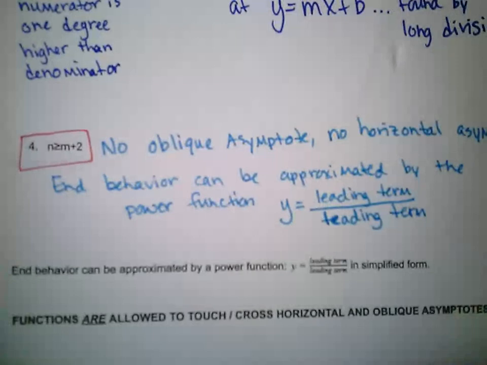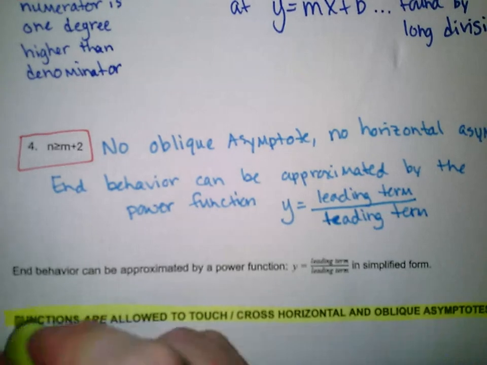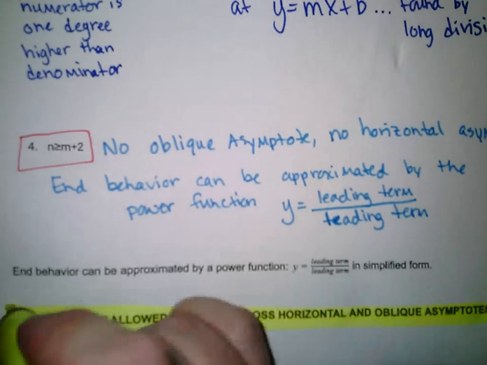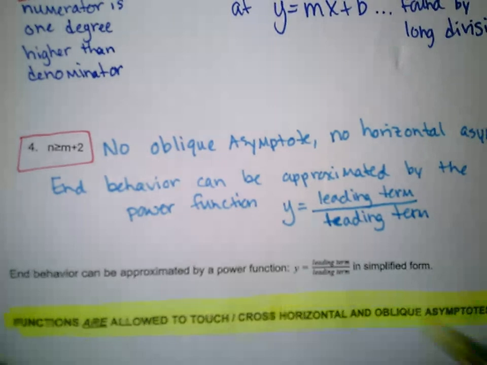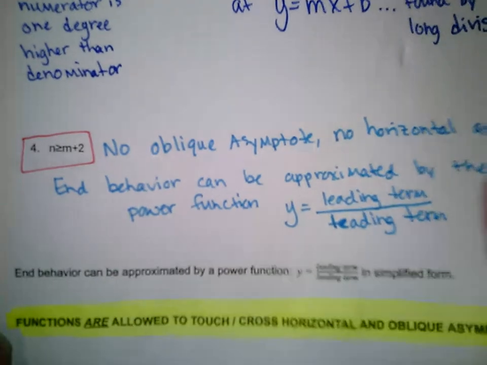One thing I definitely want to point out is that functions are allowed to cross horizontal and oblique asymptotes. They are not allowed to cross or touch vertical asymptotes, but it's possible for them to either cross through or touch a horizontal asymptote. I will be showing you how to find that information out in section 3.